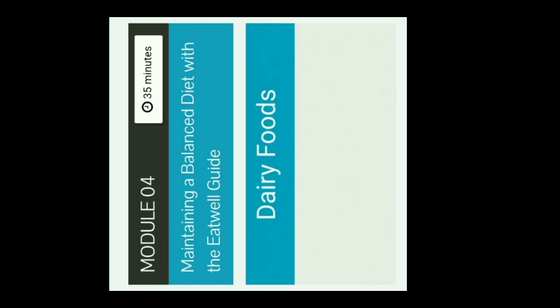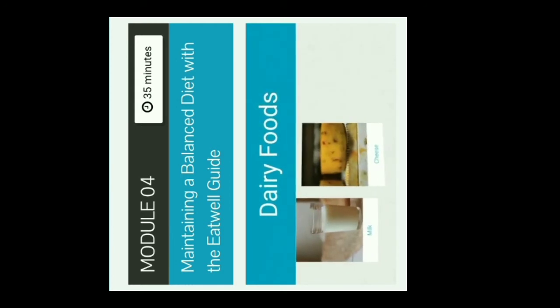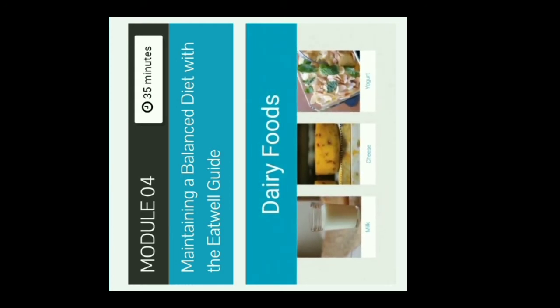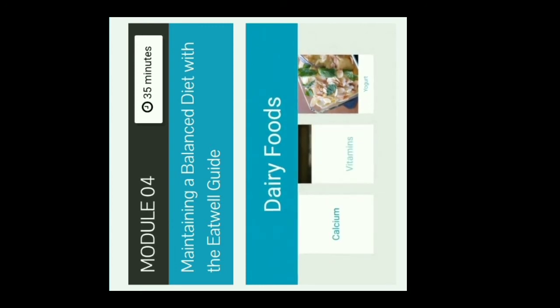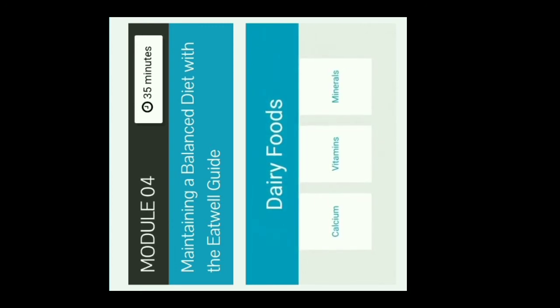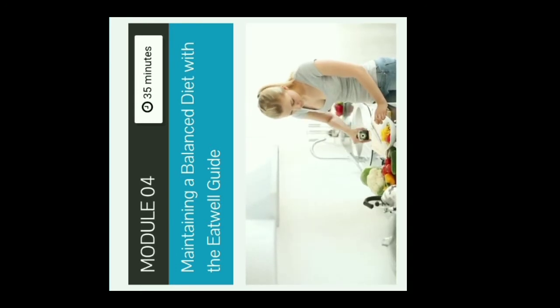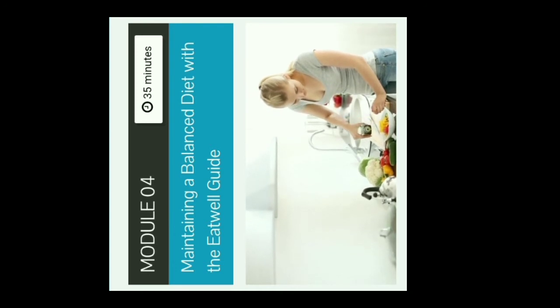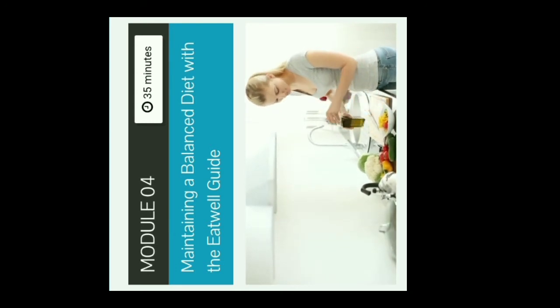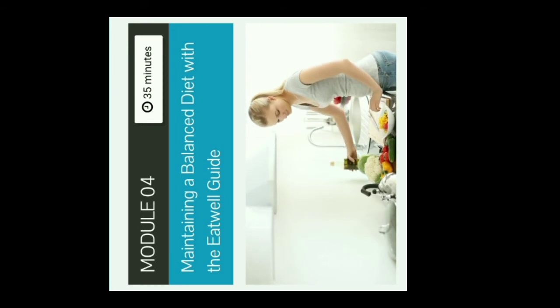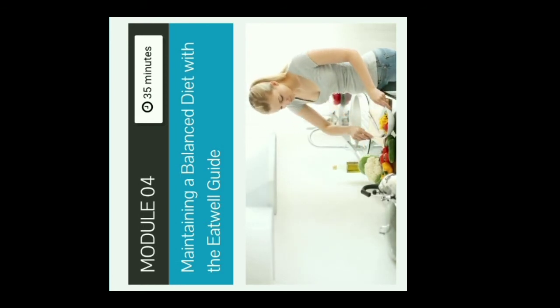The fourth group includes dairy foods such as milk, cheese, cottage cheese and yogurt, and are high in calcium, vitamins and minerals. When choosing dairy products, make sure to stick to lower fat and sugar options. The fifth group, oils and spreads, is the smallest section of the Eat Well guide, but it's important as we do still need some fats in our daily diet to stay healthy.